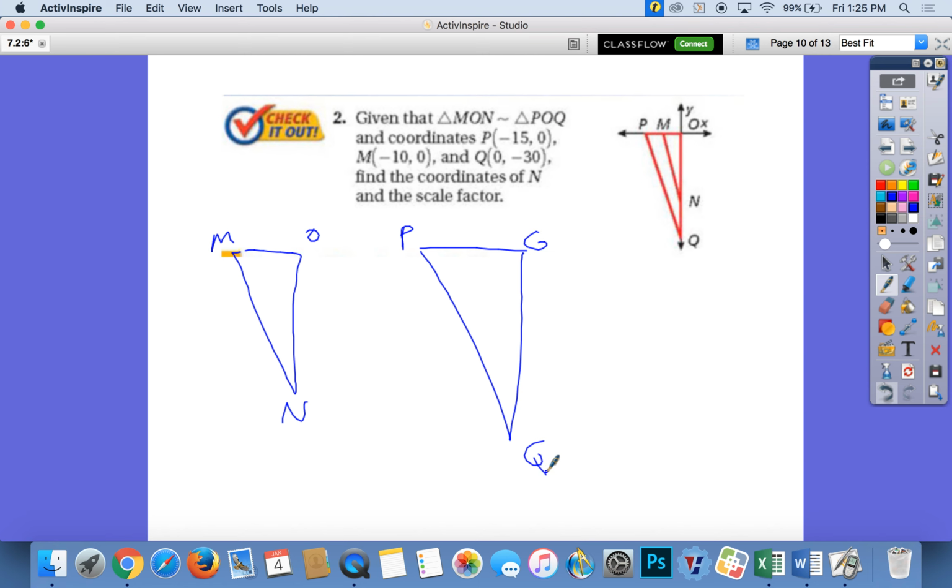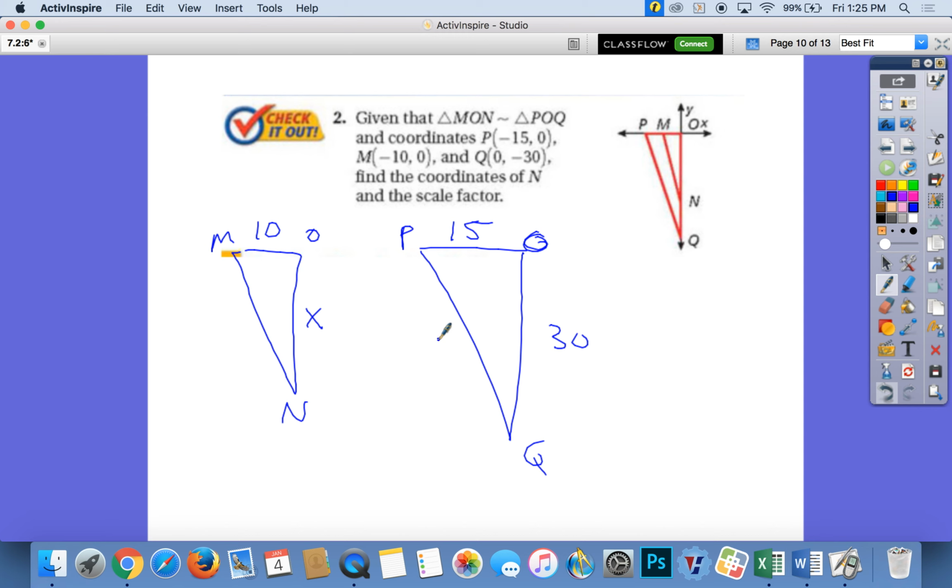P is going to be 15 units. Q is going to be 30. I'm just getting this from my coordinates, and M is going to be 10. So what's it want me to find? It wants me to find the coordinate M. So I'm going to call this X. I'm not using this because I don't have anything to compare it to here.